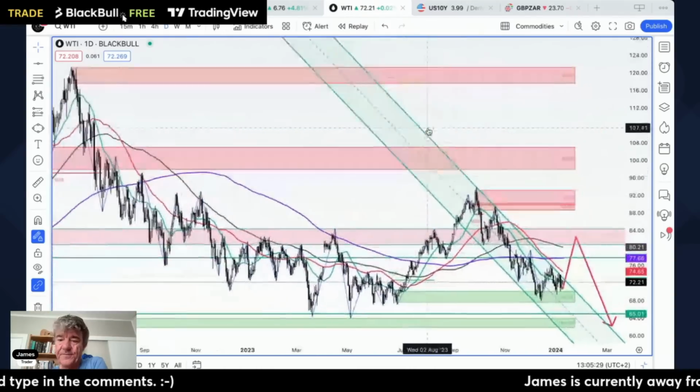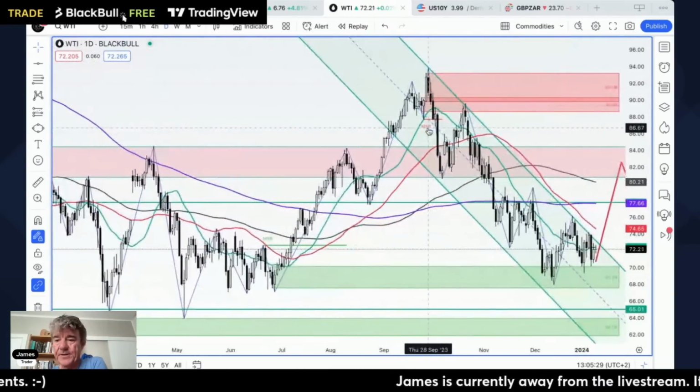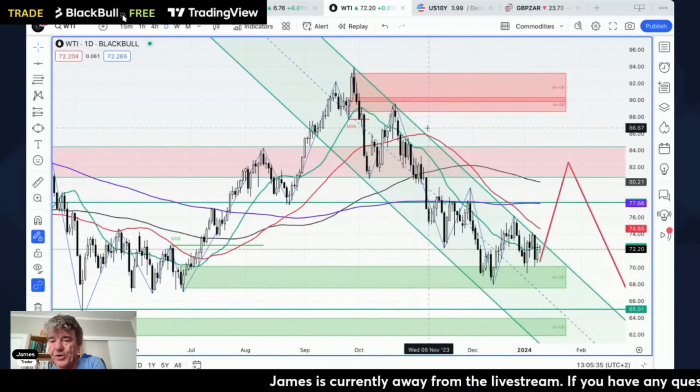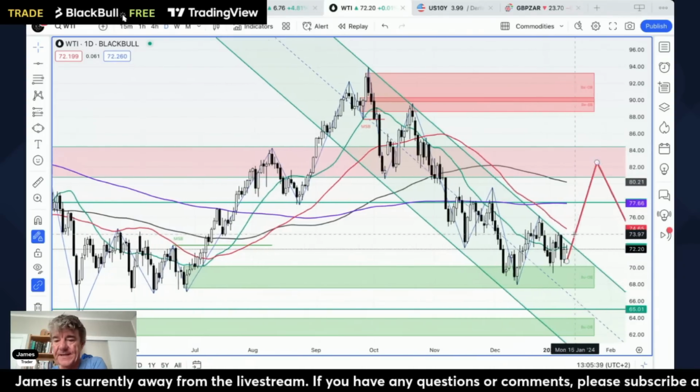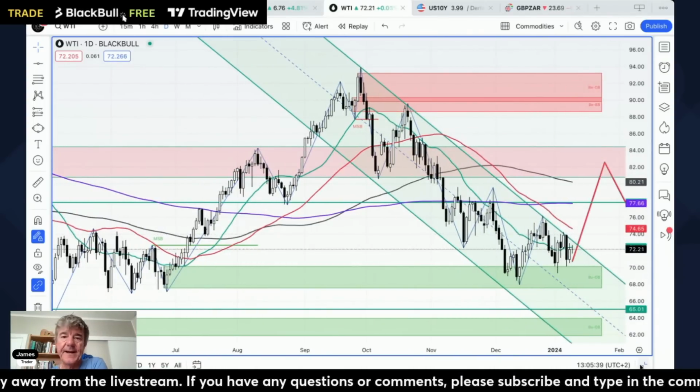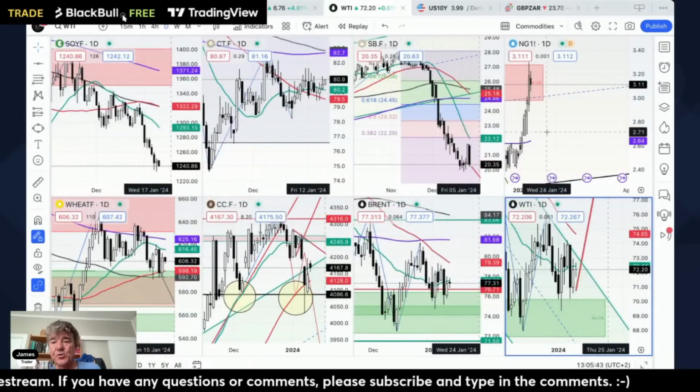But we need a rally to get that going, and in order to get up to the $82 to $84 level to sell, we've taken a long trade at the $70 level on WTI. So that's that. I think that's all pretty good.